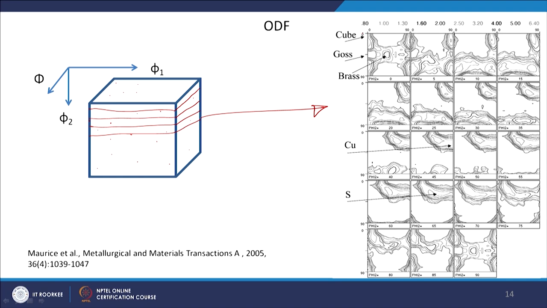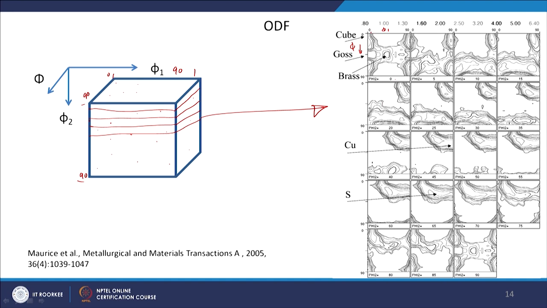So, you can see that this is 0 to 90 phi 1, okay. Then this is 0 to 90 capital phi, and phi 2 is taken at different intervals: phi 2 0 degree, 5 degree, 10 degree, 15 degree, 20 and up to 90. So, this is from 0 to 90, this is also from 0 to 90, and this one is also from 0 to 90, okay, and then the slices of phi 2 at 5 degree and so on. Okay, and a few texture components which we have already seen, you can see here also.